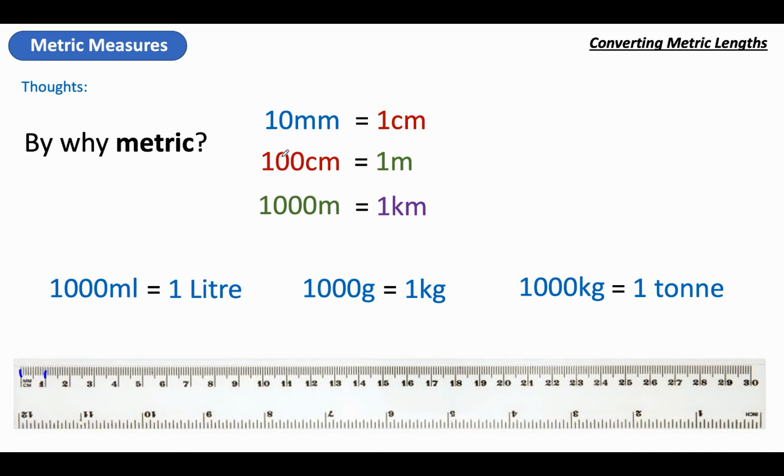These are all powers of 10, aren't they? 10 of those make that, 100 of those make that, 1,000 of those make that, and so on. It's just a lot more of what we call base 10. It works around those powers of 10, which does make things much easier. It's just simpler. So let's look at how to convert between metric lengths.